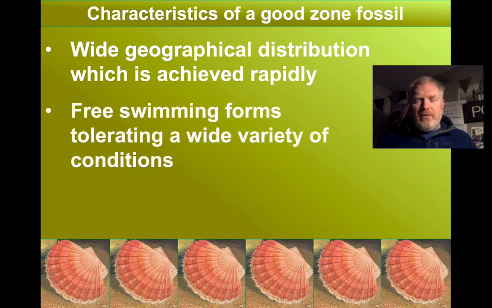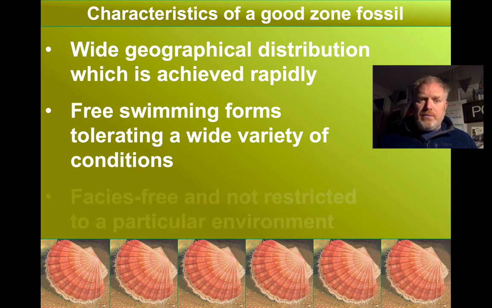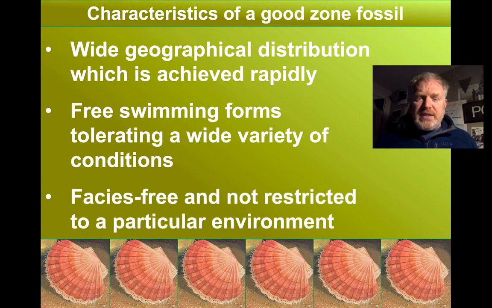The best type of organism for this are animals that live freely swimming in the sea that can tolerate a wide range of conditions. Remember, a zone fossil is all about the time it lived, not the environment it lived in. These are the ones that are likely to spread furthest and spread fastest. And related to this, we describe a good zone fossil as being facies free. So it doesn't just live in one very particular environment. It can live in lots of different environments at the same time.